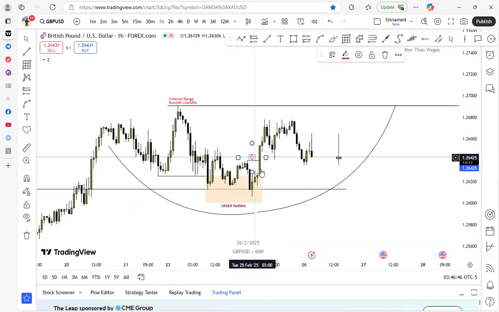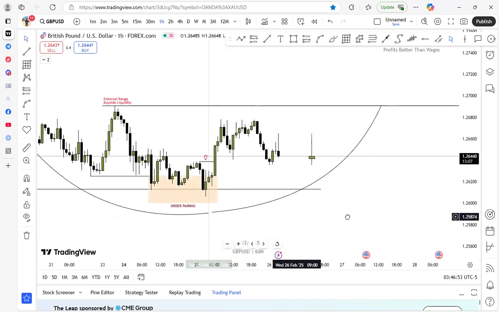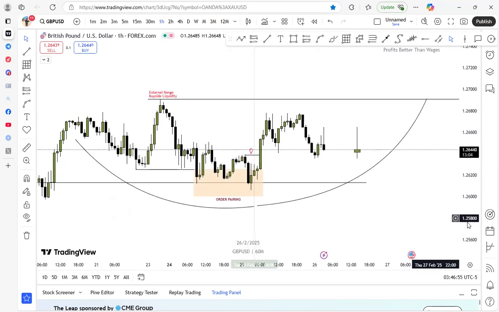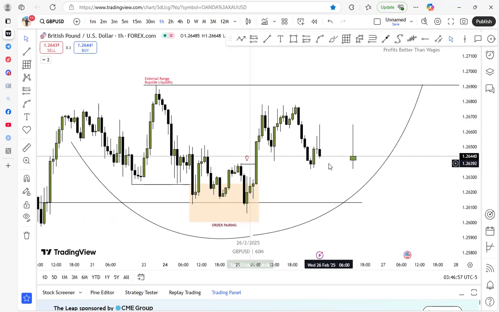This was us entering what? A new side of the curve. And after entering this new side of the curve here, we now know that bullish PD arrays are to be respected and bearish PD arrays are going to fail.